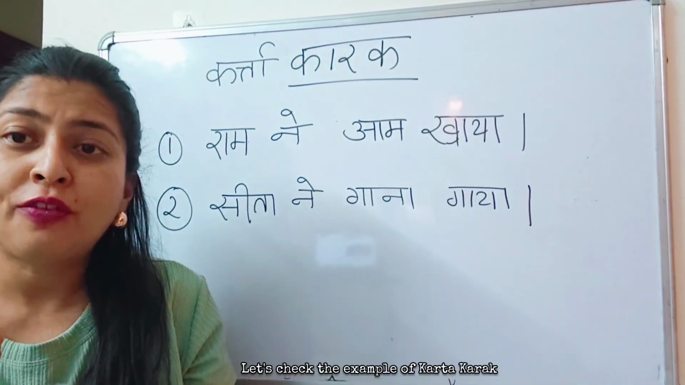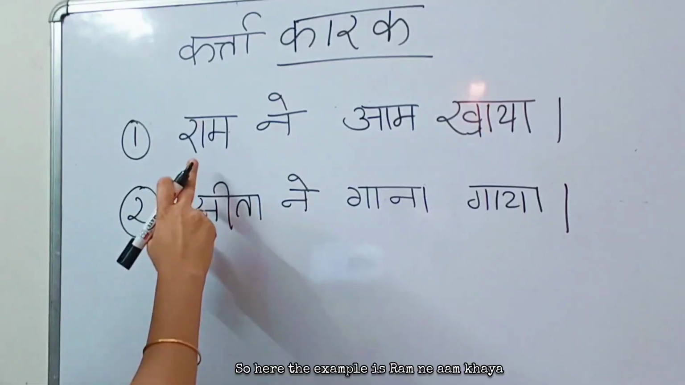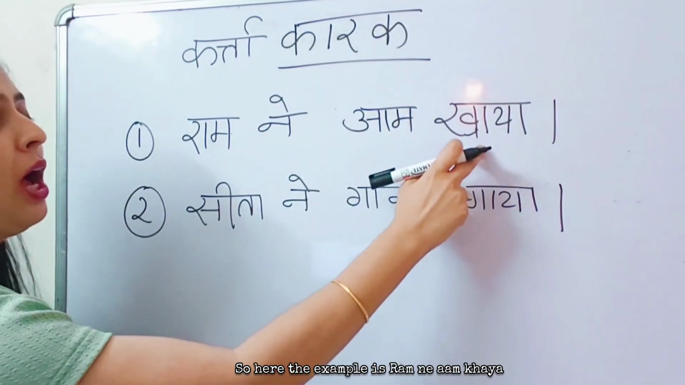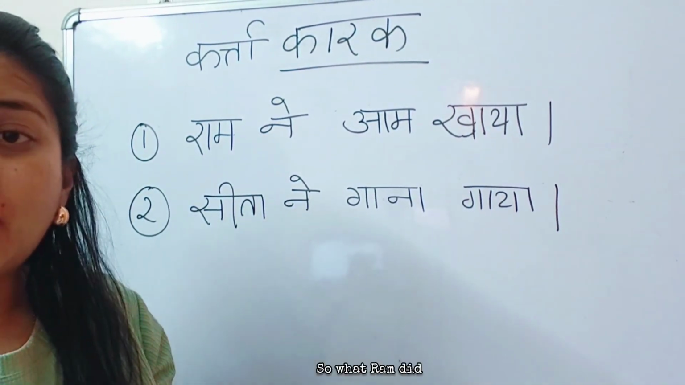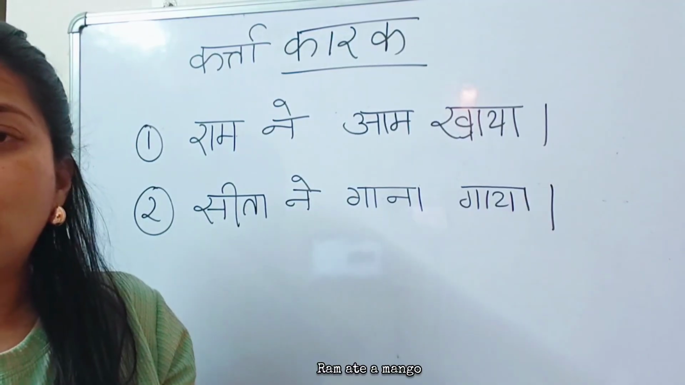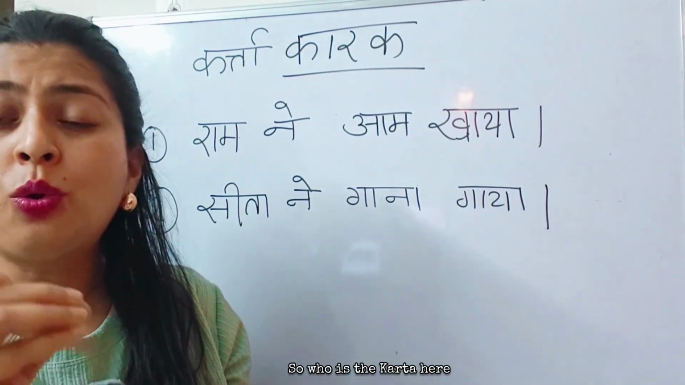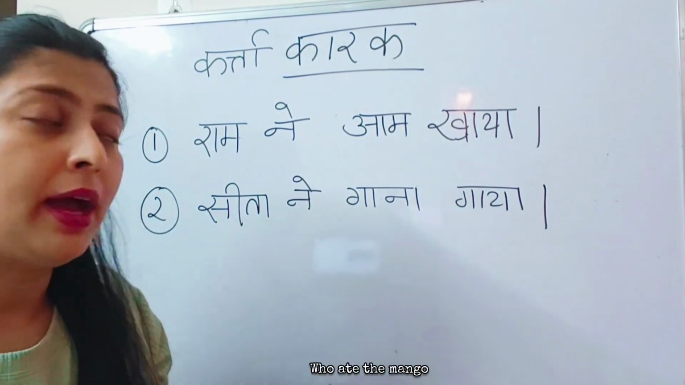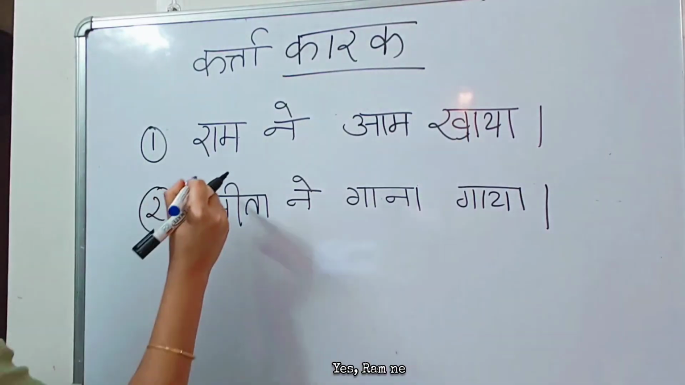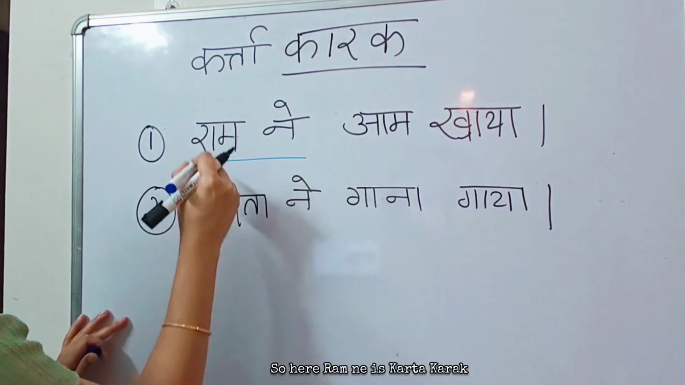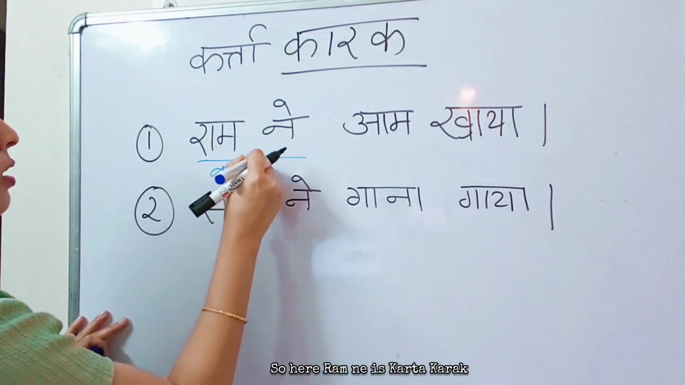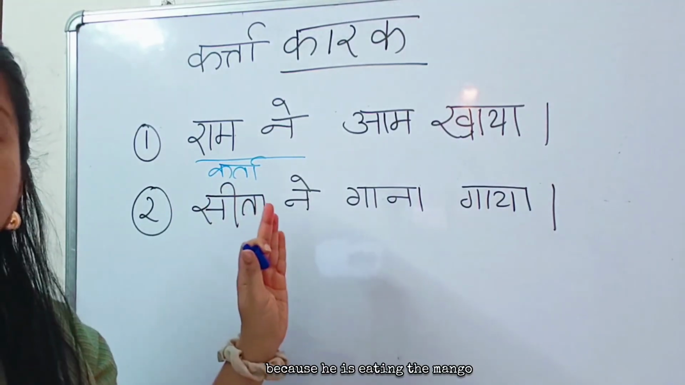Let's check an example of karta karak. Here the example is Ram ne aam khaya. What did Ram do? Ram ate a mango. So who is the karta here? Who is the doer of the action? Who ate the mango? Yes, Ram ne. So here Ram ne is karta karak, because he is eating the mango.